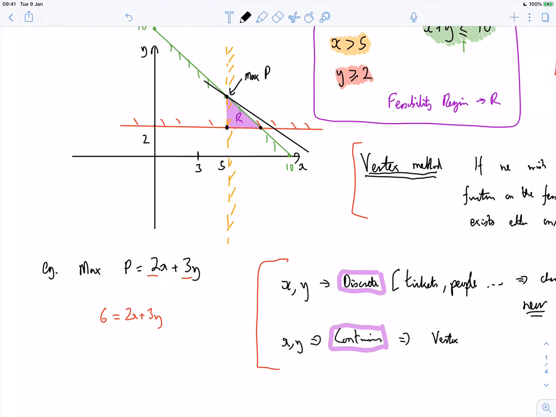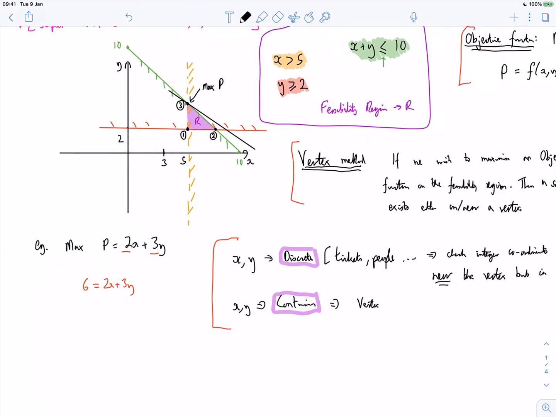And if you want to check that, let's try the vertices. So let's call this vertex 1, this vertex 2, vertex 3. So where's vertex 1? Well, that's clearly the point when x is 5 and y is 2. Now, what's P going to be? P is going to be 2 lots of 5 plus 3 lots of y, which is 2. So 2 5s are 10 plus 3 lots of 2, that's 16.